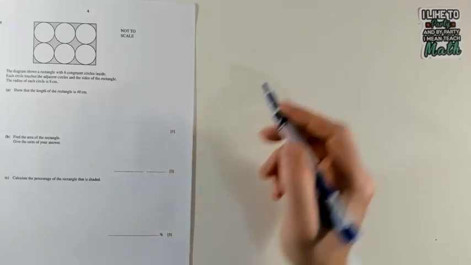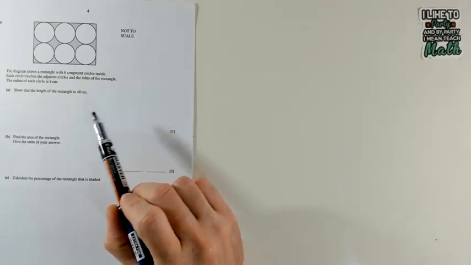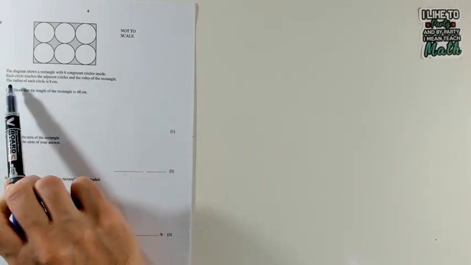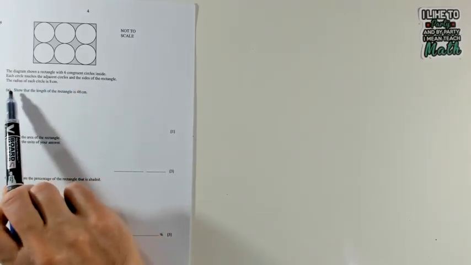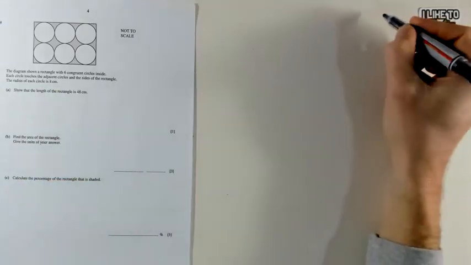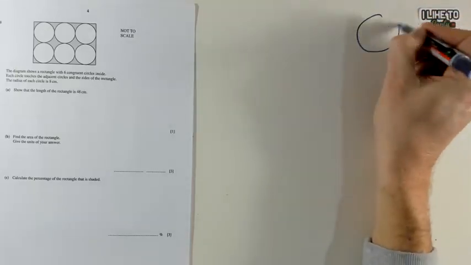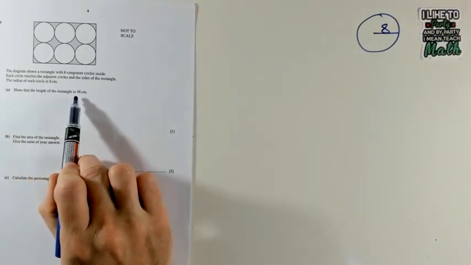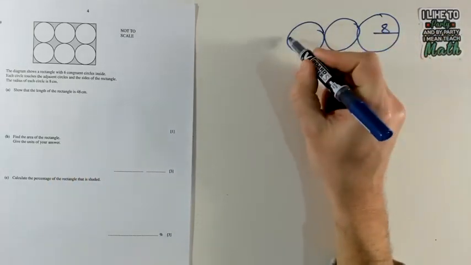So all circles are similar, but they're not necessarily all congruent. These are all congruent, meaning they have the same radius. The diagram shows that each circle touches the adjacent circle and the sides of the rectangle. Okay, so that's pretty simple. And the radius of each circle is 8. So if I have a circle, I can maybe do a bit bigger there. A circle, then the radius is 8. Show that the length of the rectangle is 48. Well, I have 3 circles.